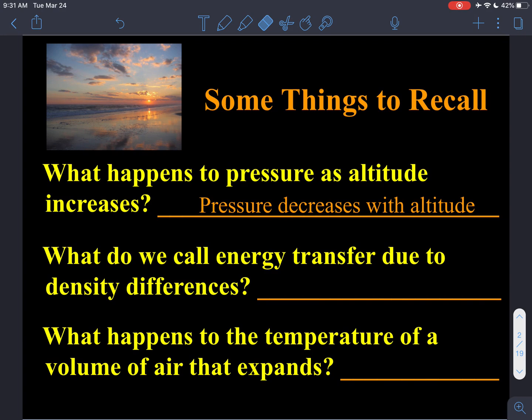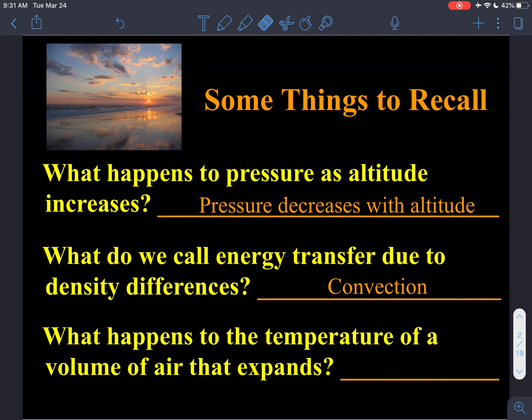The second question says, what do we call energy transfer due to density differences? That would be convection. Right, if you think about convection currents, warm air rises, cool air sinks.